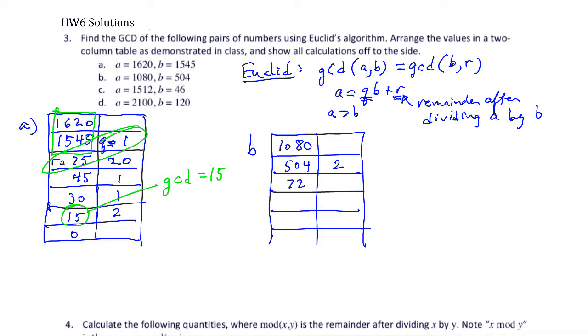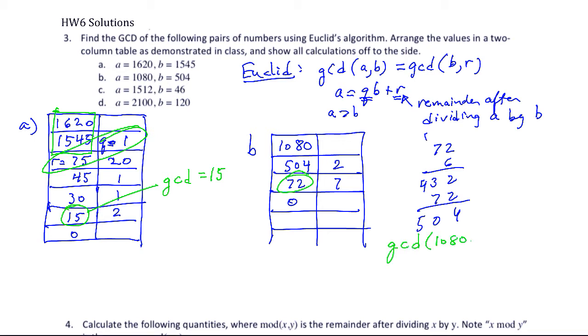72 goes into 504. 6 times, 7 times. I think 6 times 72 will be my number. 72 times 6 is 432, plus another 72 is 504. Hey, it goes right in. It went in exactly 7 times. 490 plus 14, yeah, 7, 0. So now we have our GCD is 72. The GCD of 1080 and 504 is 72.